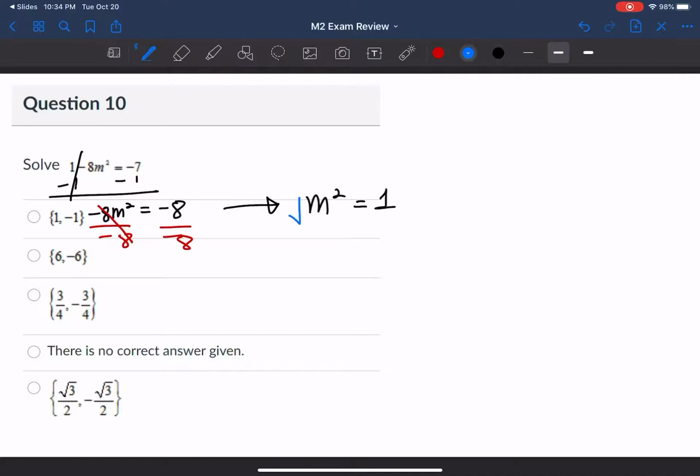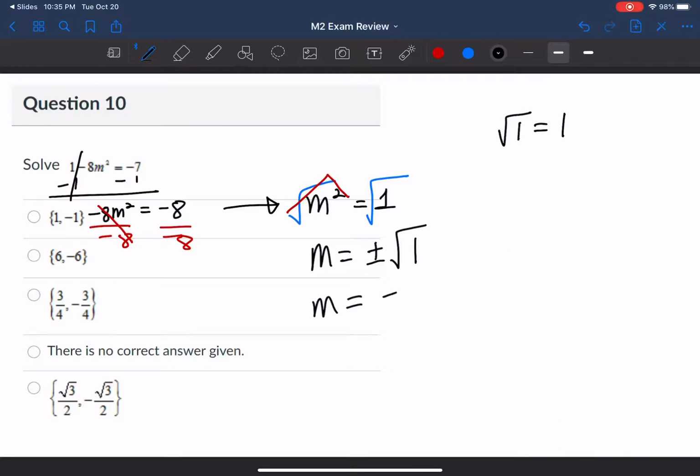Then you have to take the square root. So m becomes plus or minus the square root of 1. By the way, the square root of 1 is 1. So therefore, you have plus or minus 1 as the answer. So the first one.